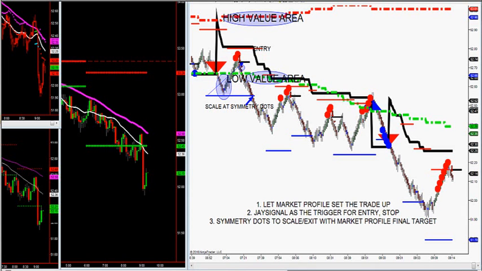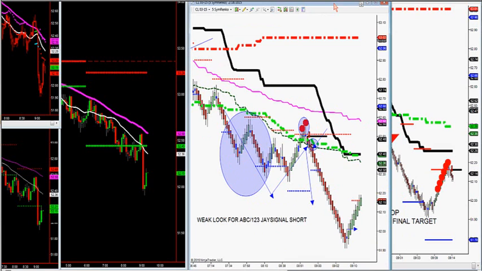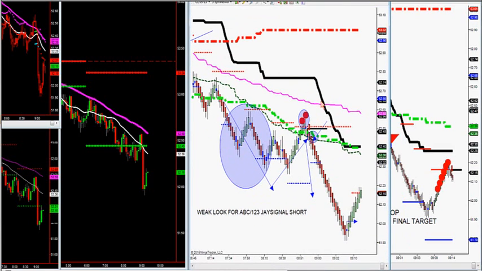Okay, let's go over the setup here, guys and gals. The last setup that we saw live in the trading room, you saw this happen live in the room. When the signal came up, I'll show you what we look for.